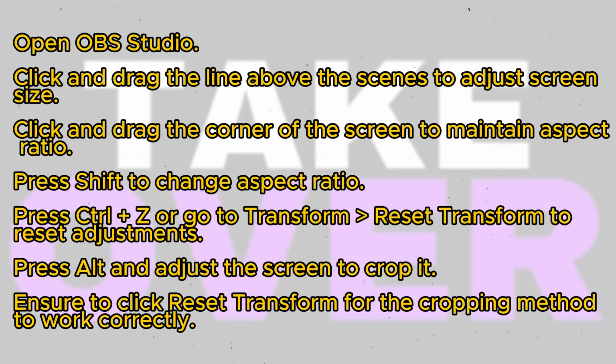This method maintains the aspect ratio of the recording screen. To change the aspect ratio, press Shift while adjusting the screen. To reset adjustments, press Ctrl-Z or go to Transform and click Reset Transform.